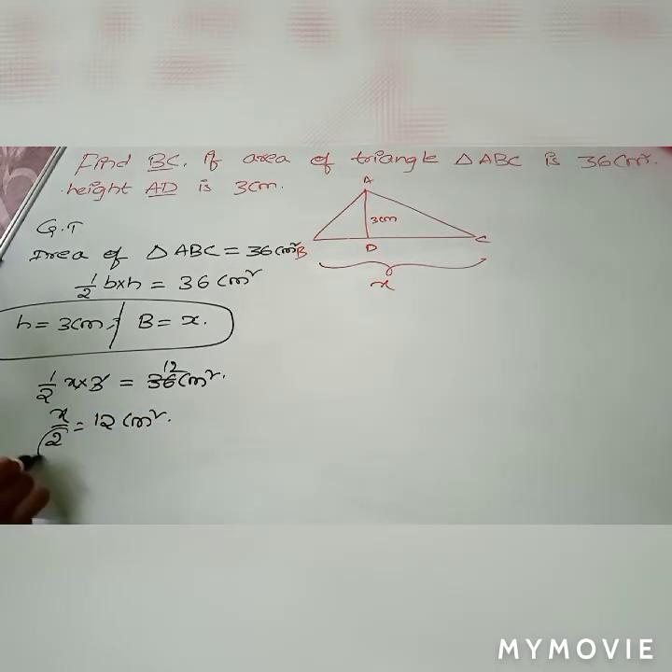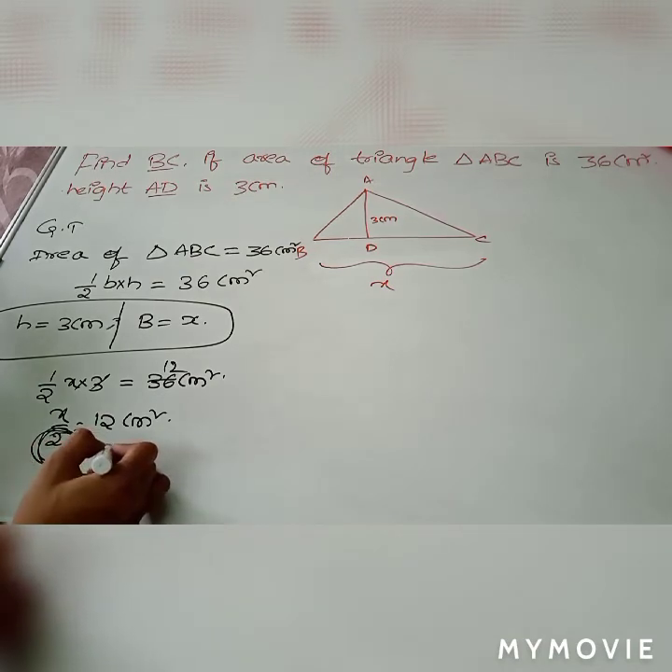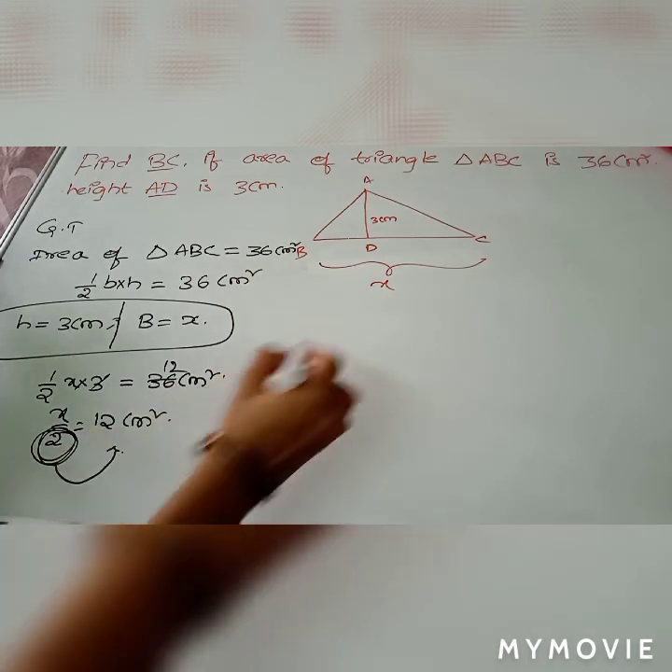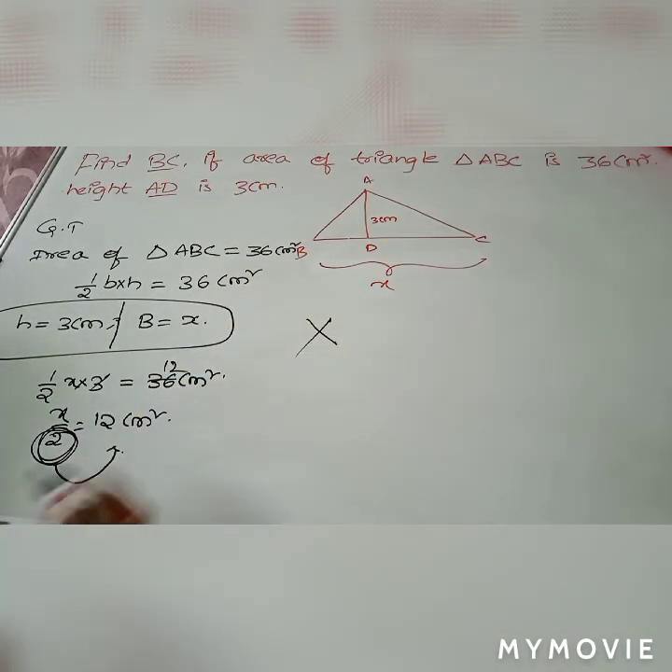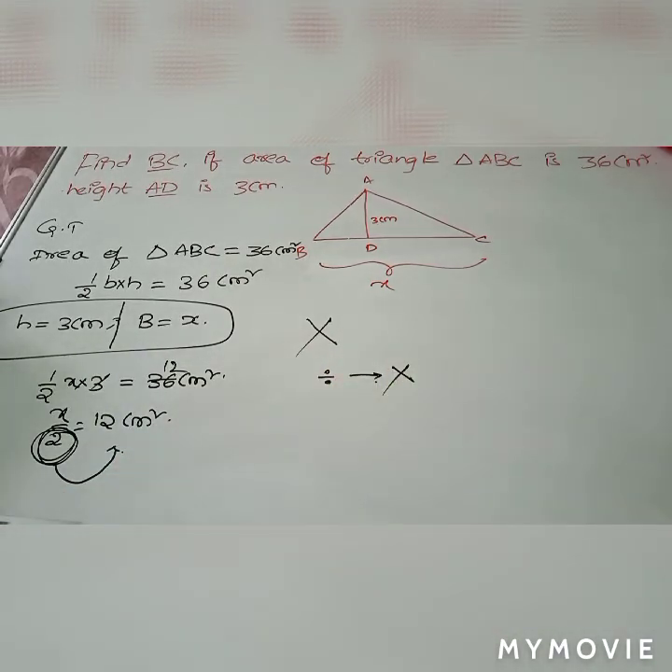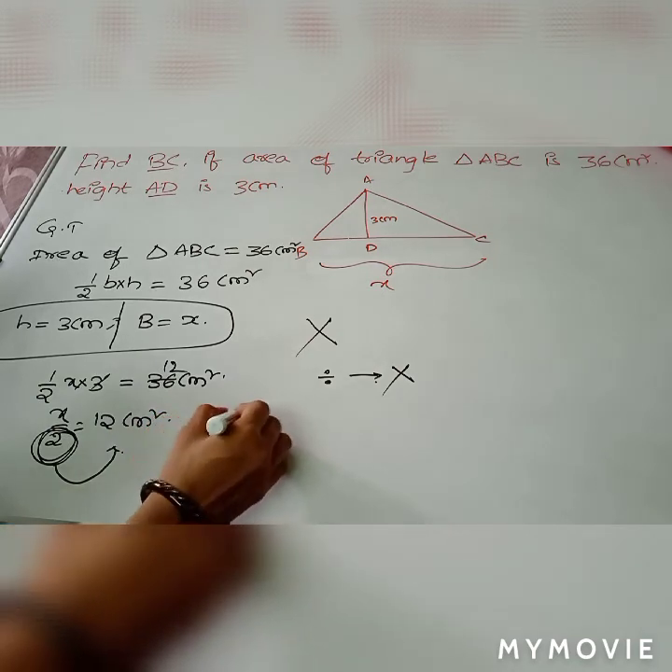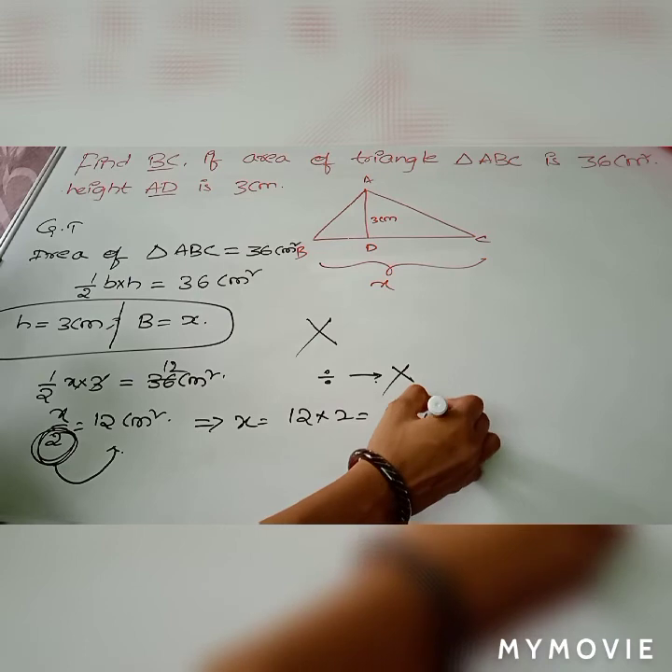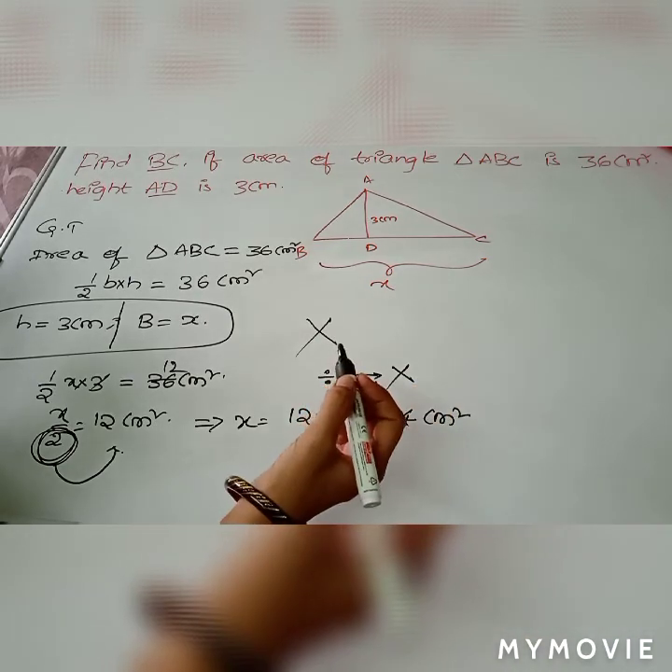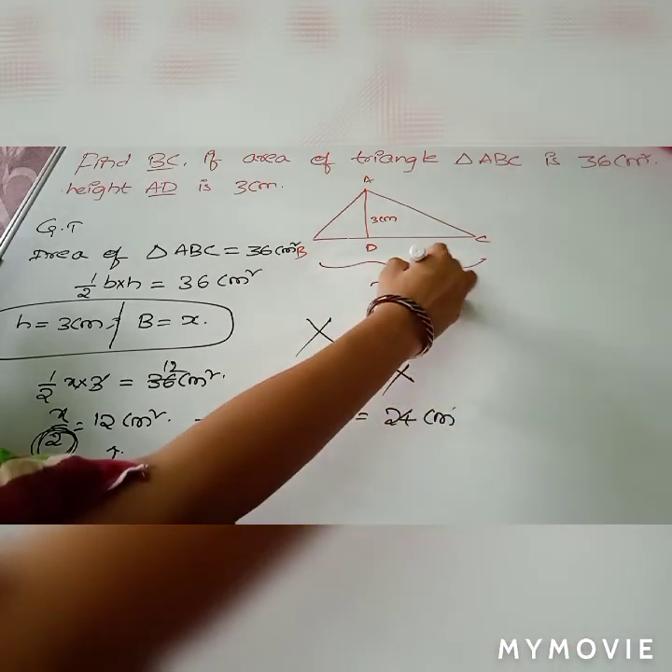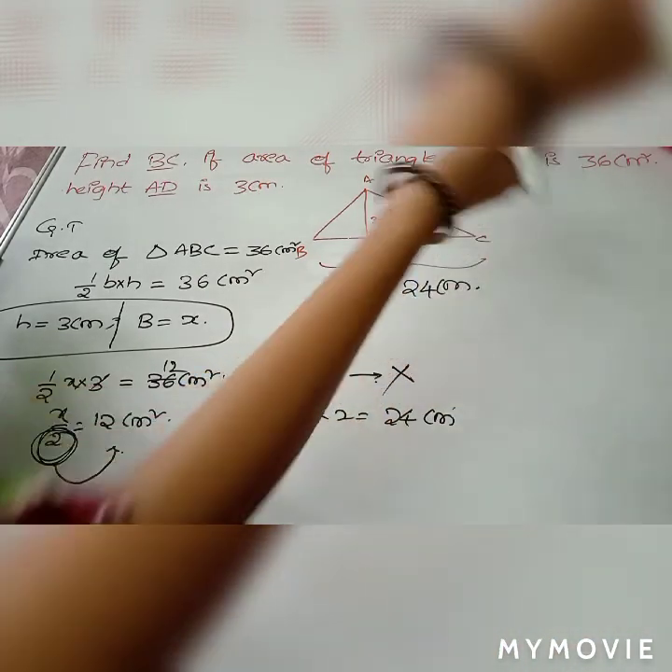Now here, the denominator 2 we need to transpose, shift to the right side, and this division will become multiplication. If we transpose division to the right side, it will become multiplication. So x is equal to 12 into 2, which is 24. So the base of this triangle is 24 centimeters.